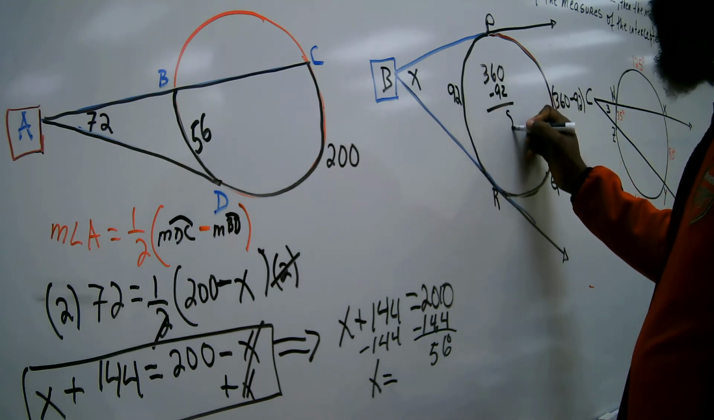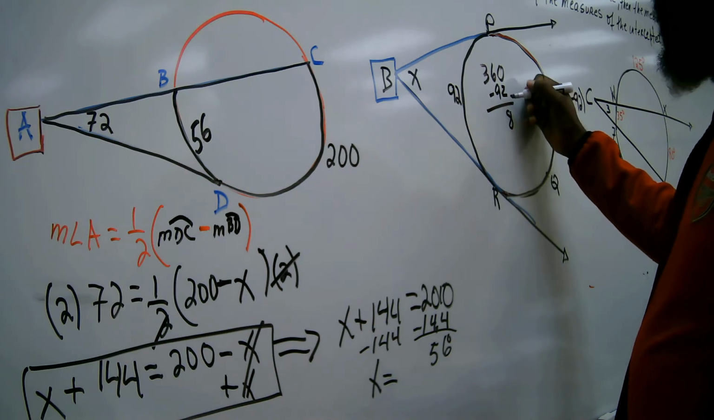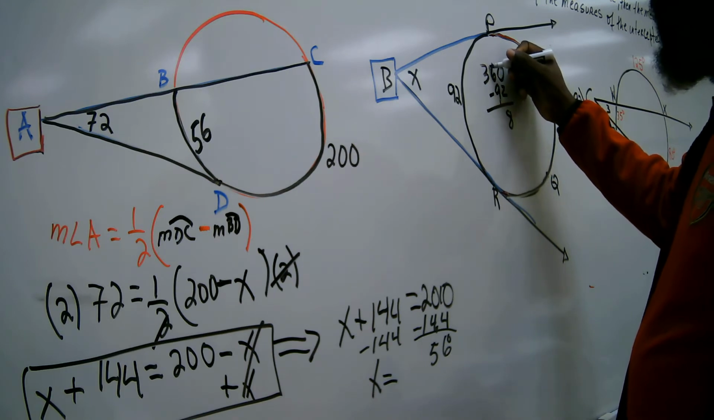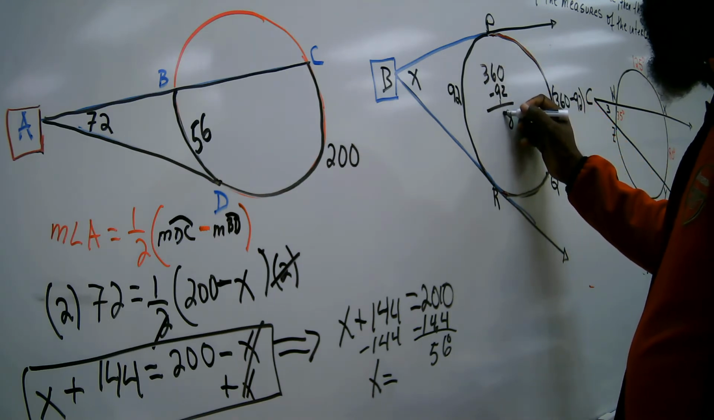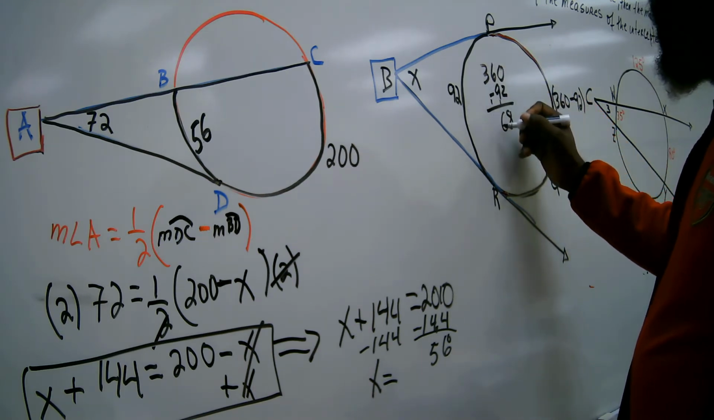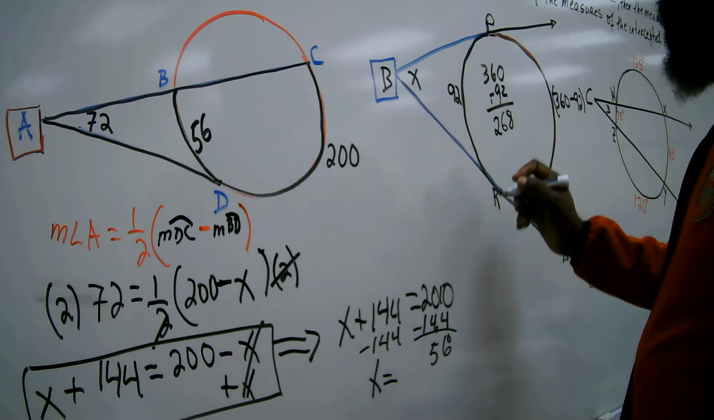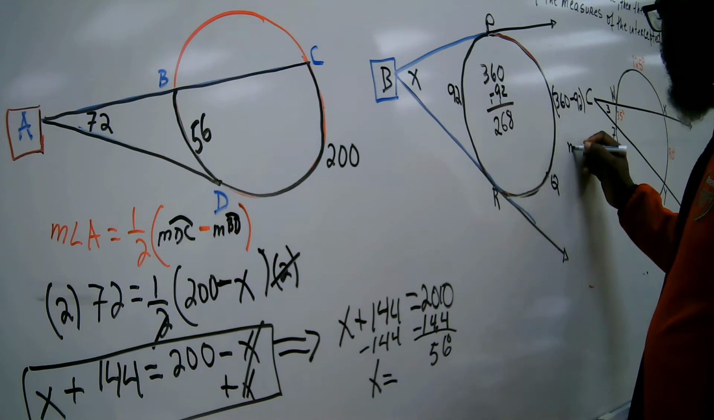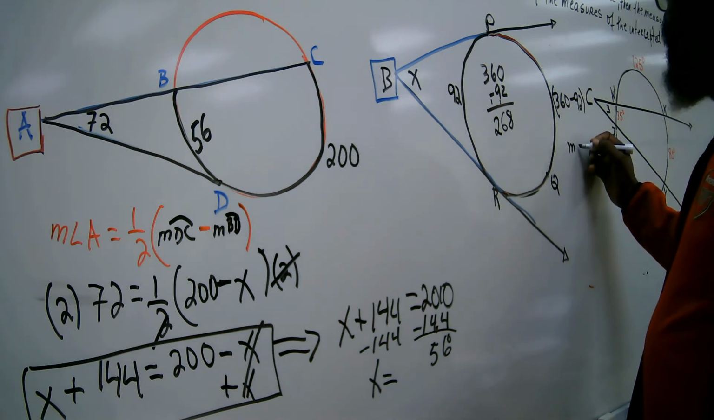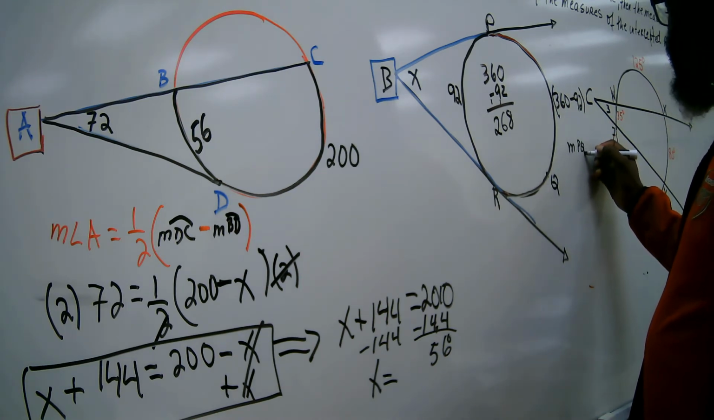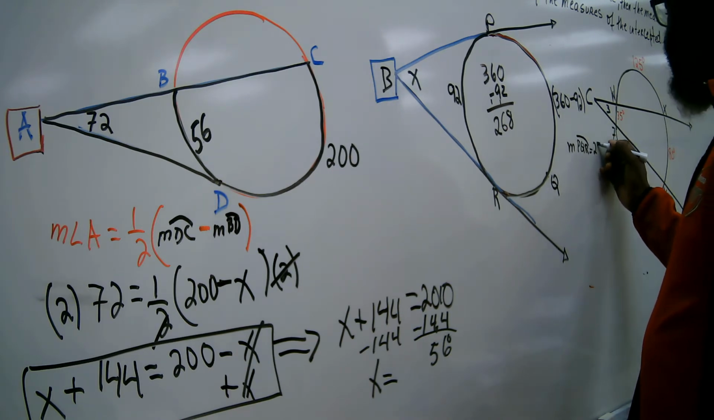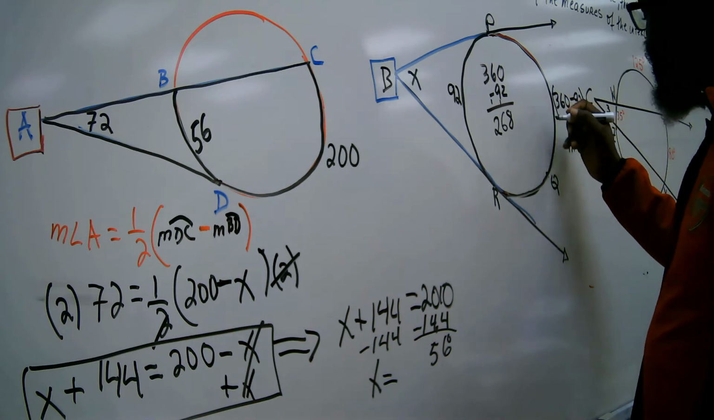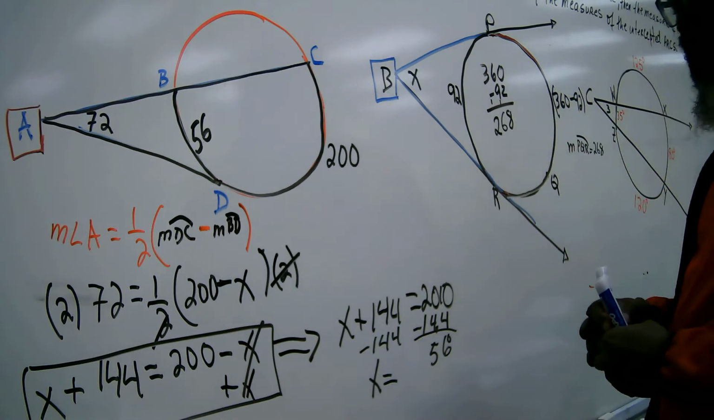That will give me 8. Bring down 1. That will give me 10 from 16, that will give you 6. That will give you 268 degrees. Therefore, this major arc PQR is 268 degrees. So we know this now is 268 degrees.